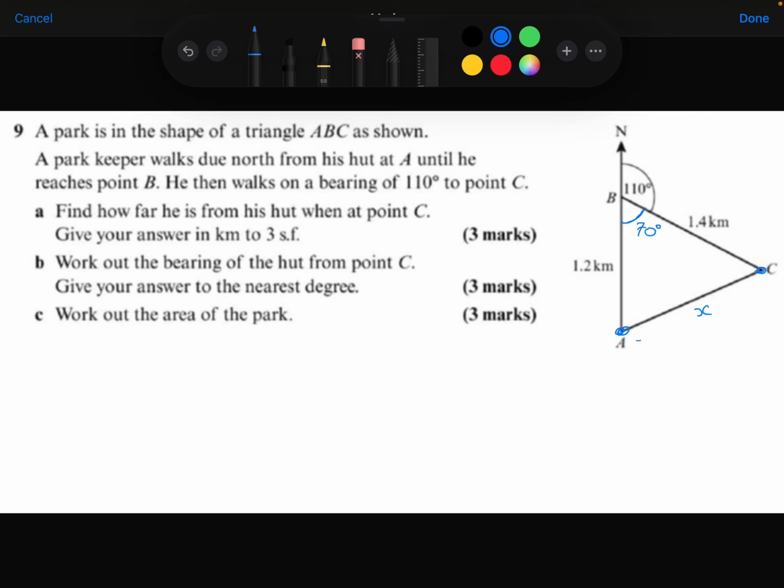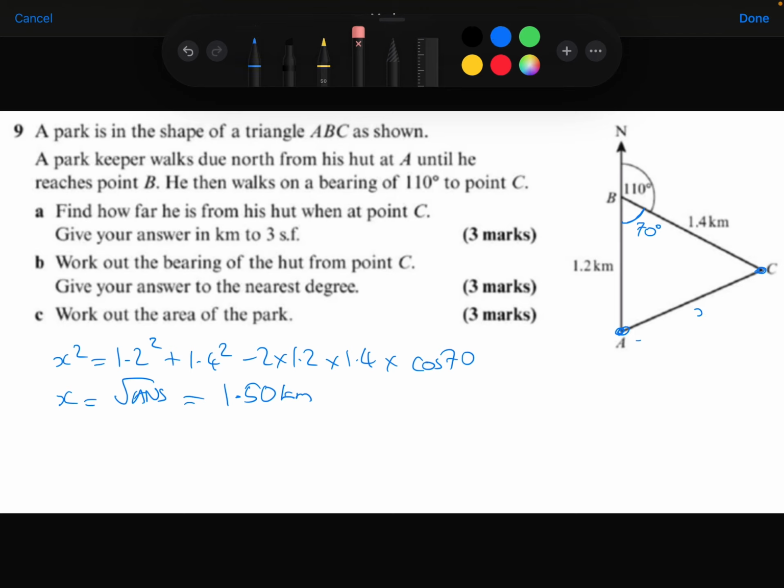So I could say x squared is equal to 1.2 squared plus 1.4 squared minus 2 times 1.2 times 1.4 times cos of 70. Work all of that out and then square root my answer. And I find that it's 1.50 kilometres to 3 significant figures. So that's part A of this question.